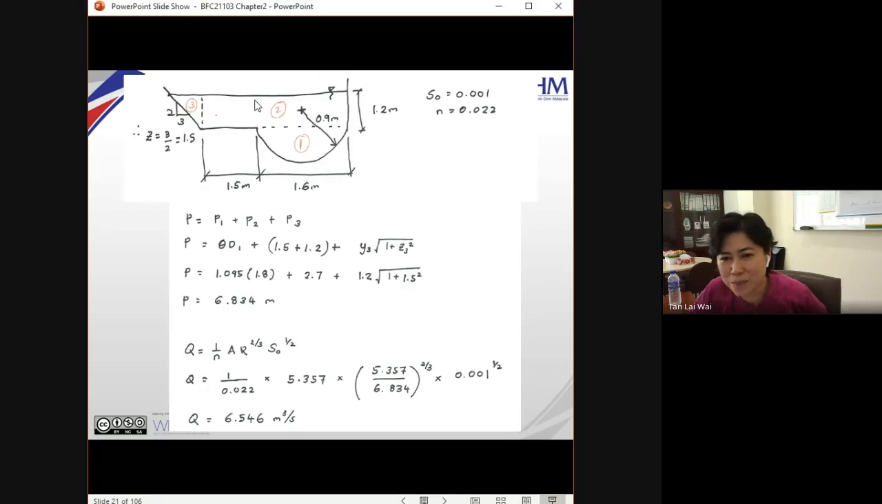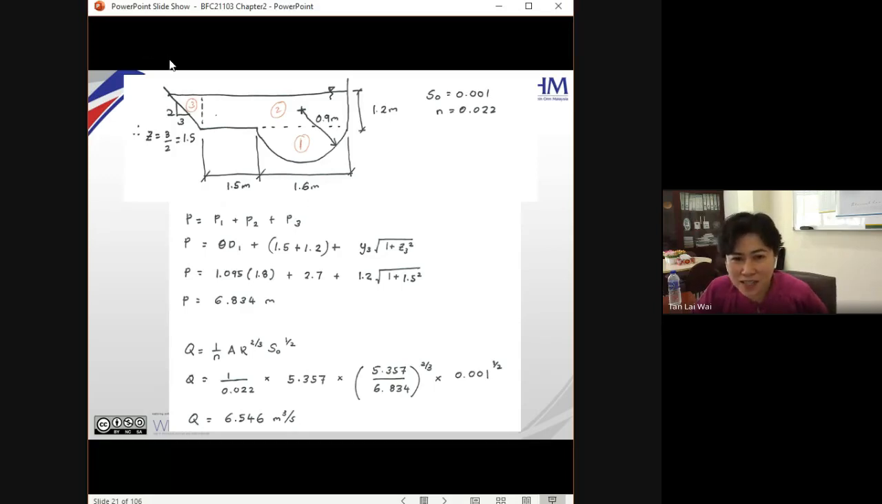So for this case, the weighted parameter is theta d, which is the formula given in that table. Remember, this is theta, not 2 theta. So you are using theta 1.095 times d, 1.8. P2. Remember, your subsection 2 is this rectangular section here. P2 would be just 1.5 plus 1.2. This is not a perimeter of channel, and this is not a perimeter of channel. Remember that? It's just 1.5 plus 1.2 for P2.